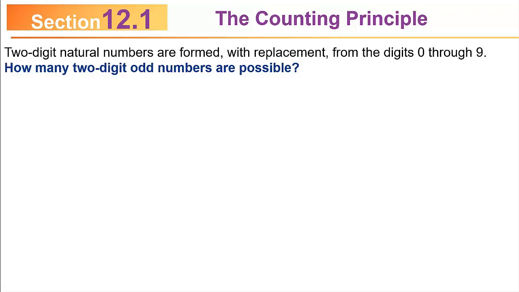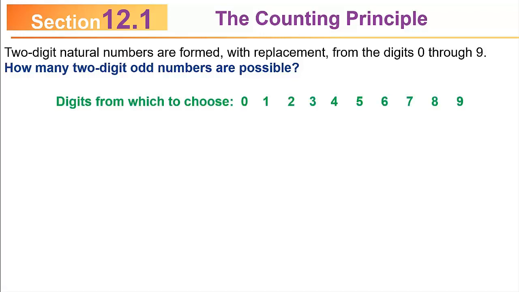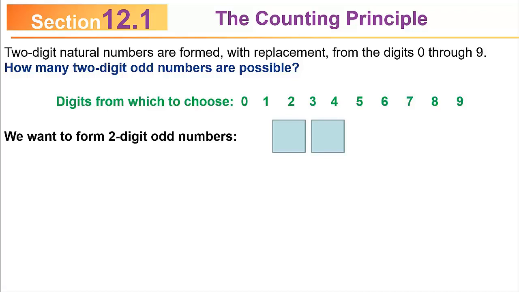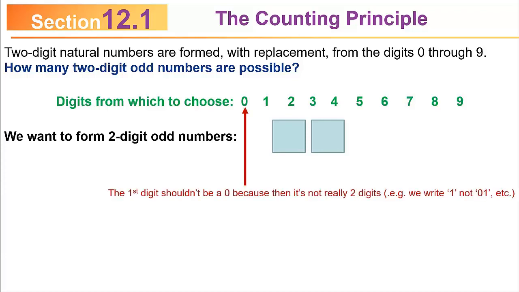Okay, you have to think about this carefully. If you're choosing from the digits 0 through 9, you might want to write them out: 0, 1, 2, 3, 4, 5, 6, 7, 8, 9. And you're making a two-digit odd number. So I just put a space for the digit on the left and a space for the digit on the right. One thing to think about, though, when you write a two-digit number, you generally don't write it with a leading 0. So you wouldn't call 01, you wouldn't call 05.